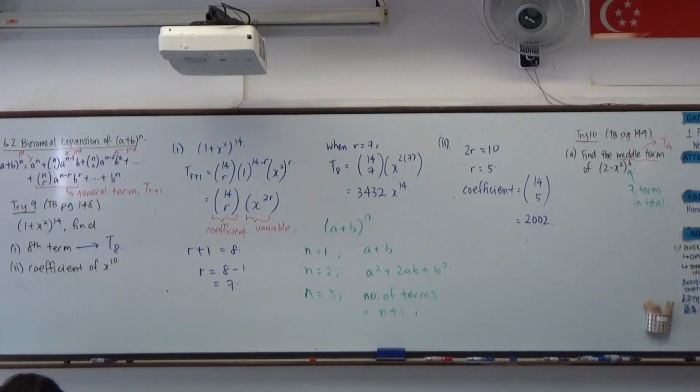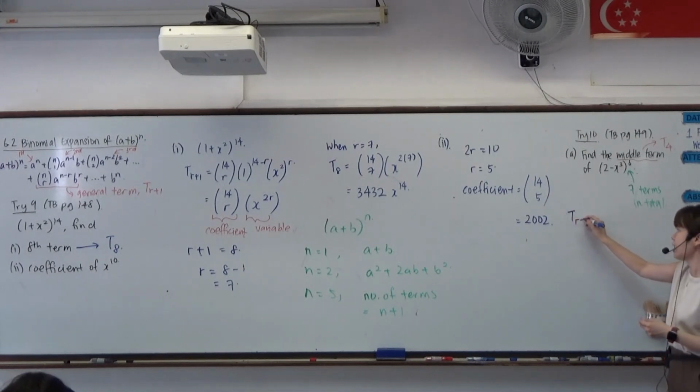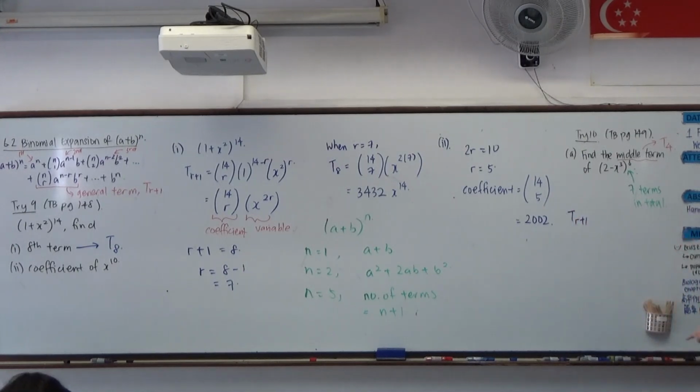Right? So, I would give you this question to try. Go and find out what is the r plus 1. Simplify that first. Then after that, r plus 1 equals 4. Use r equals 3 to find out what is the middle term. I give you about 5 minutes to do that. Alright?